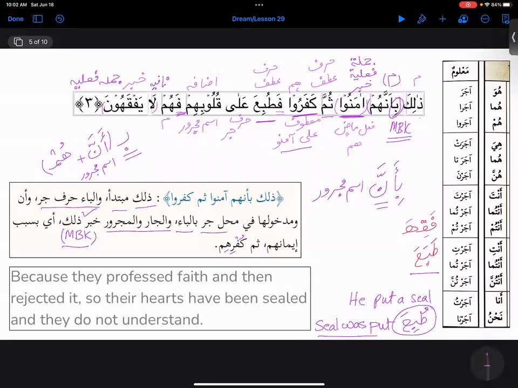No, but not in majhul. Not in majhul. Okay, that's good. What word did you use? Majhul. Mabni lil majhul. Okay.